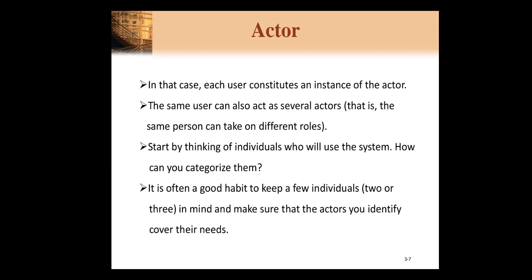Start by thinking of individuals who will use the system. How to decide the actor? We first need to ask the question, who will use the system? How can you categorize them? In the 4+1 view model, again I am saying please revise that part, we discussed the different stakeholders of our system, the different users of our system. So you need to categorize them while drawing the use case diagram, because we need to consider requirements from each type of user. It is often a good habit to keep a few individuals in mind and make sure that the actors you identify cover their needs.